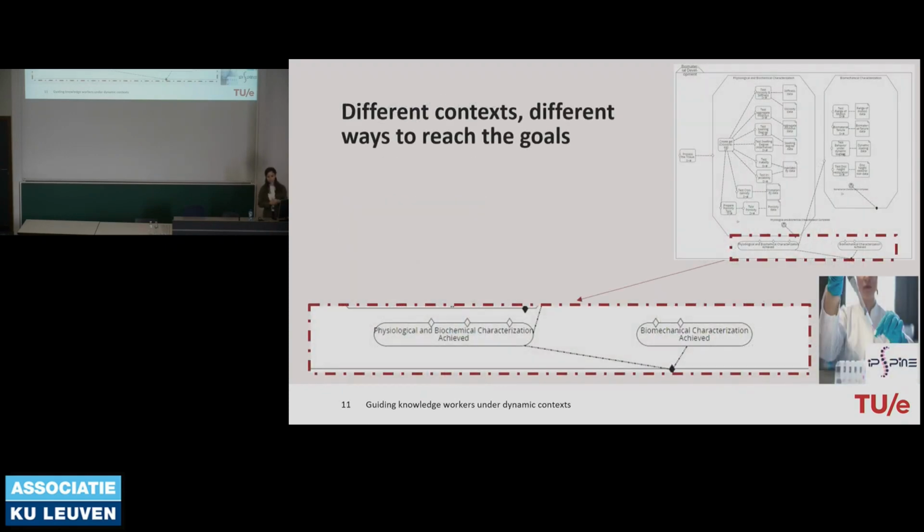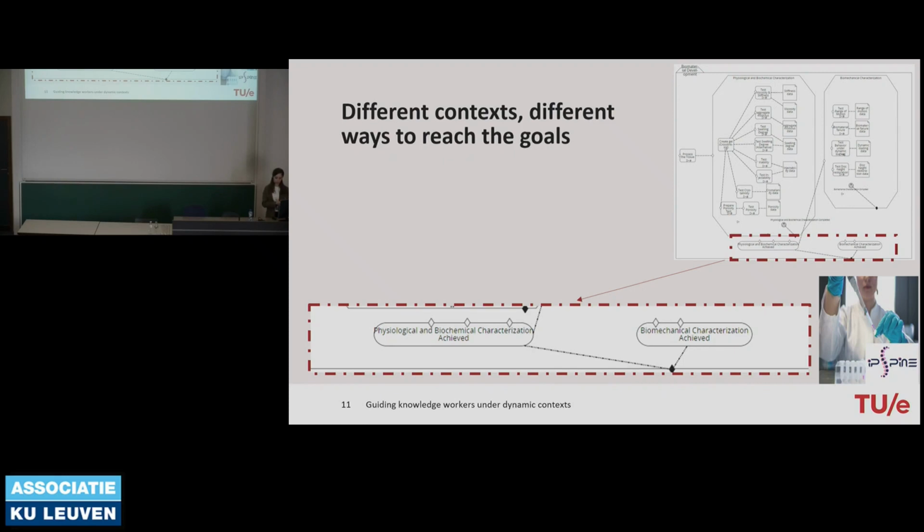Having said that, it's also possible to reflect this in a CMMN model, to imply how different contexts lead to different ways of achieving the goals in a knowledge-intensive process setting. And we do it by using a combination of milestones and sentries.